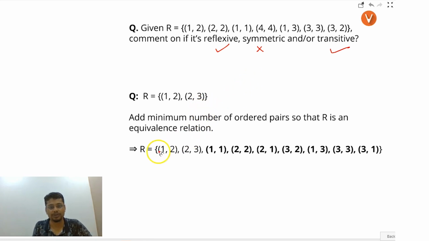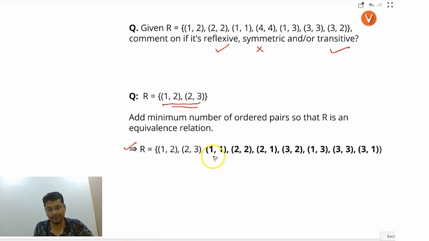Now, oops, somehow the answer is already in front of you. However, it would have been an interesting question for you to solve. Nonetheless, this is a given relation and we want to add the minimum number of ordered pairs so that R turns out to be an equivalence relation. A similar question, a short version, we had done for reflexive. I had given one problem to you and we discussed that, right? So let's discuss this problem. Unfortunately, the answer is here.